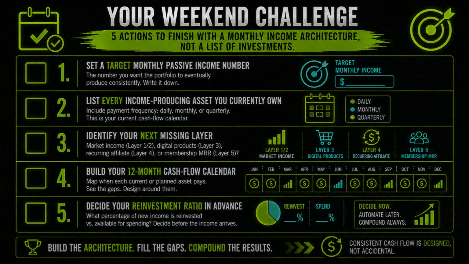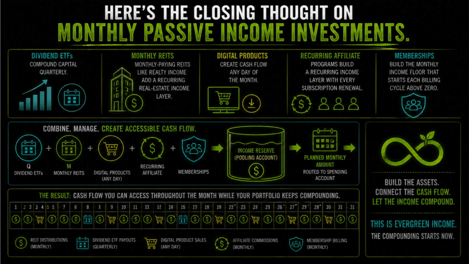Number 4, build your 12-month cash flow calendar. Map when each current or planned asset pays. See the gaps and design around them. Number 5, decide your reinvestment ratio in advance. What percentage of new income is reinvested versus available for spending? Decide before the income arrives.